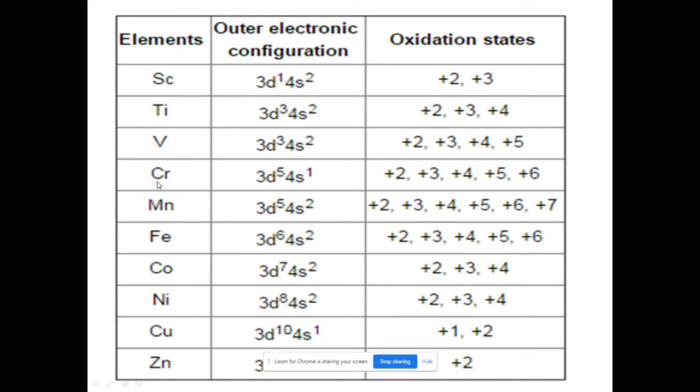And the next one is chromium, whose electronic configuration is 3d5 4s1. It exhibits variable oxidation states of +2, +3, +4, +5 and +6. And the next element is manganese, whose electronic configuration is 3d5 4s2. It exhibits variable oxidation states from +2 to +7. And the next one is iron with the electronic configuration of 3d6 4s2. It exhibits oxidation states from +2 to +6.